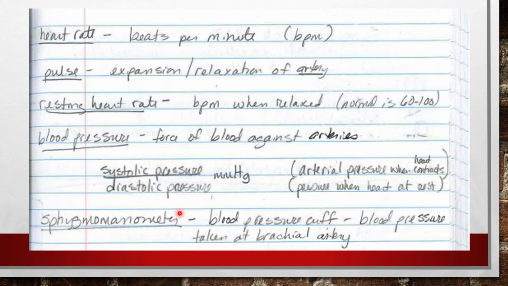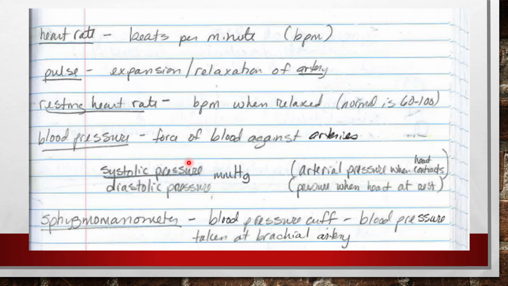All right, so this is a separate page, and all of these terms on this one and the next page are on the same page. Heart rate, that's how many beats per minute, abbreviated BPM. Your pulse is the expansion/relaxation of an artery. Your resting heart rate is the beats per minute when you're relaxed. Normal resting heart rate is from 60 to 100 beats per minute.